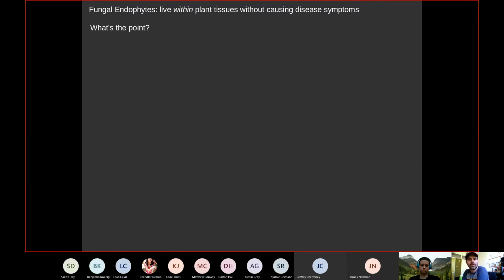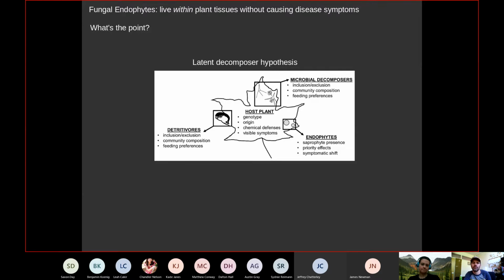So one hypothesis for what the fungi are getting out of it is called the latent decomposer hypothesis. What might that mean? Vague idea. Dibs on this plant when it dies? Dibs on this plant when it dies. That's exactly it. So if you're already in a leaf and it dies and falls off onto the ground, boom, you're already there. You're the first to the feeding frenzy.